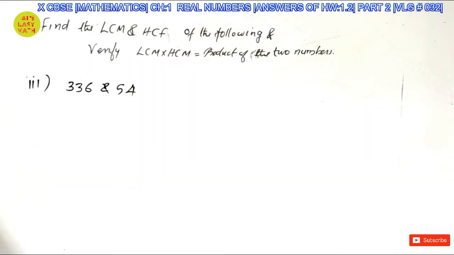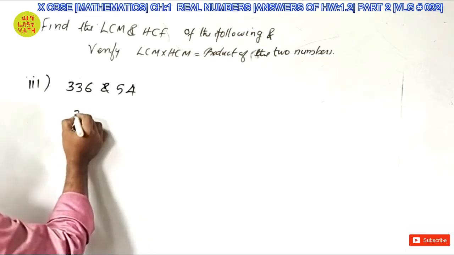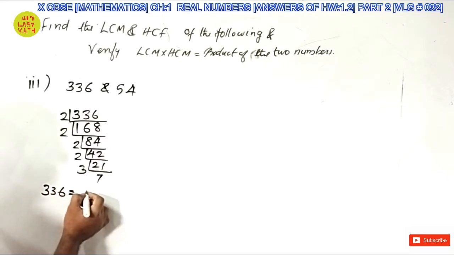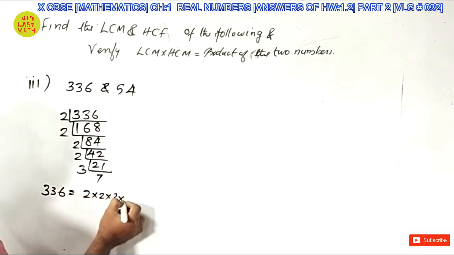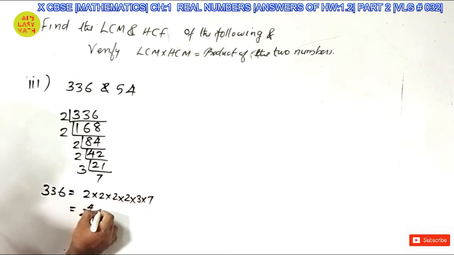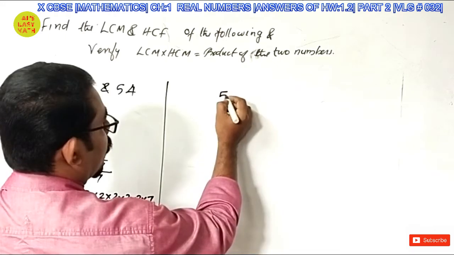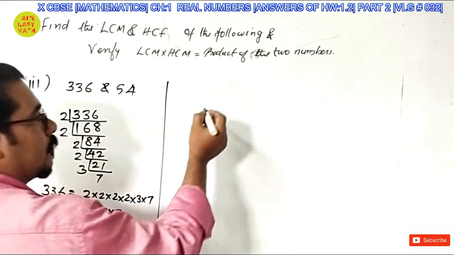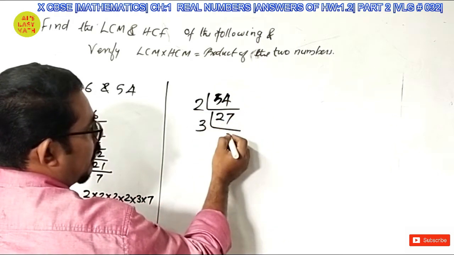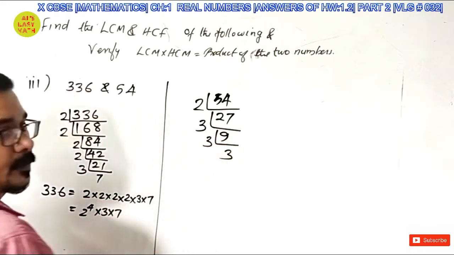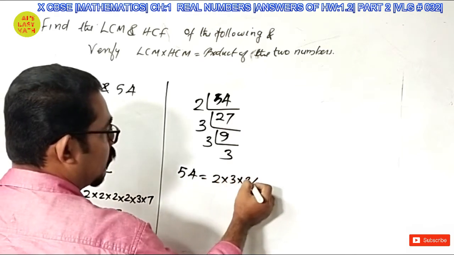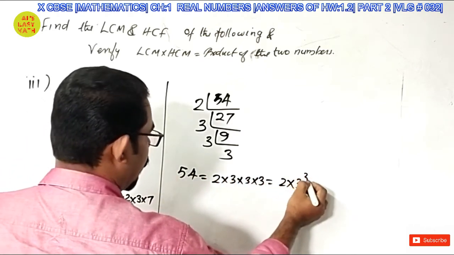Third question, 336 and 54. Okay. 336 equal to 2 into 2 into 2 into 2 into 3 into 7, or 2 raised to 4 into 3 into 7. 54: again, 54 is equal to 2, 27; 3, 9; 3, 3. So 54 is 2 into 3 into 3 into 3, or 2 into 3 cube.